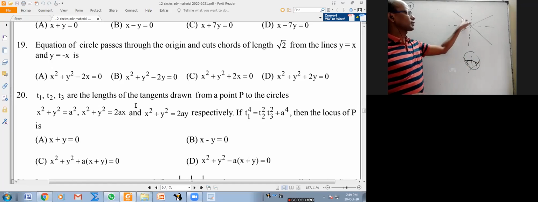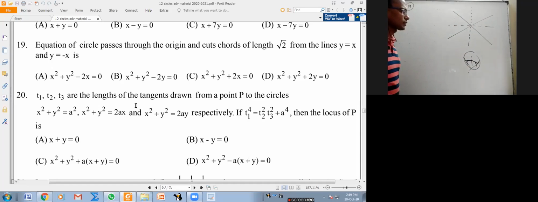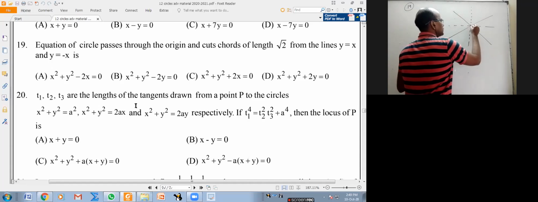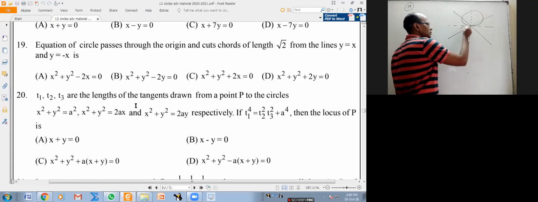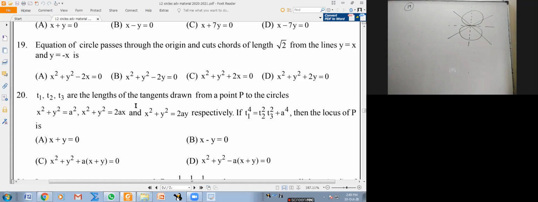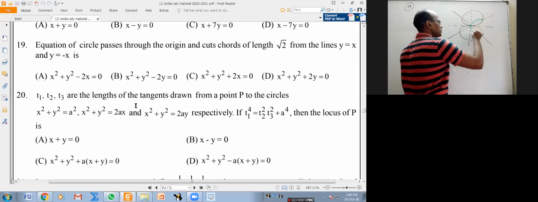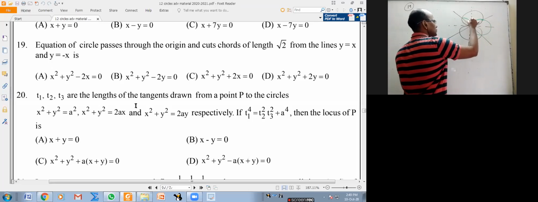So the circle is making the same intercepts here and here. The center of the circle should be equidistant from both lines, which means the center should lie on the angular bisector of these two. That's it. That can be the x-axis or y-axis. So there will be 4 such circles. If you take here, there will be one circle like this. There can be one circle like this, another circle like this, and another like this.